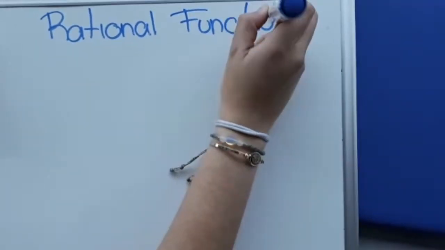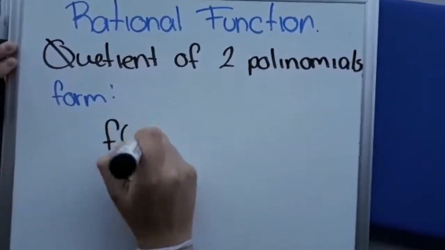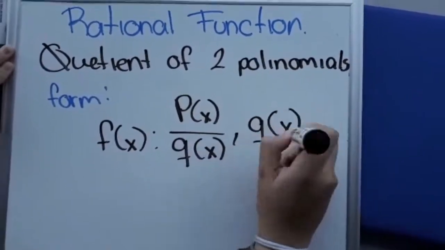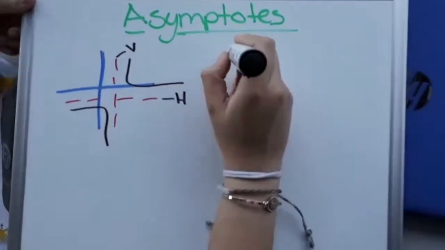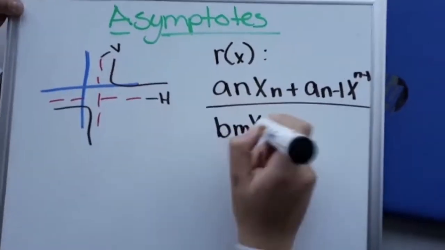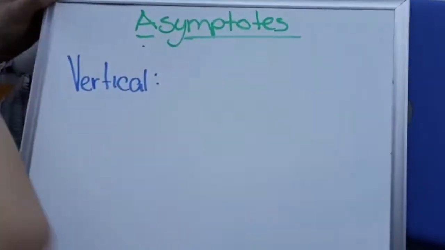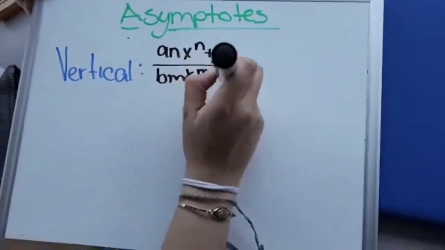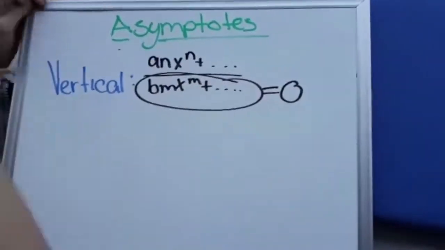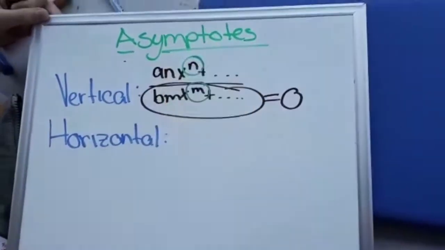A rational function is a quotient of two polynomials, and it must follow this form. An asymptote is an imaginary line that the graph approaches but never reaches. There are two types, the vertical and the horizontal. The vertical one can be obtained by equaling the denominator to 0, and the horizontal one can be obtained by analyzing the exponents of the variables.